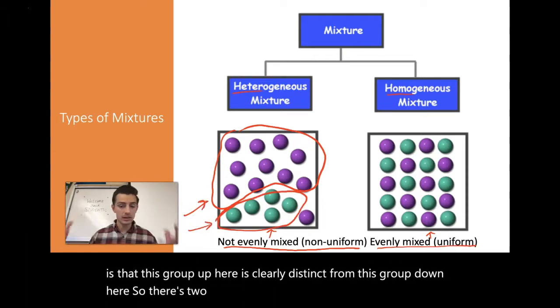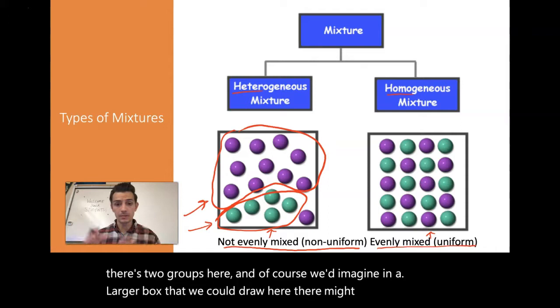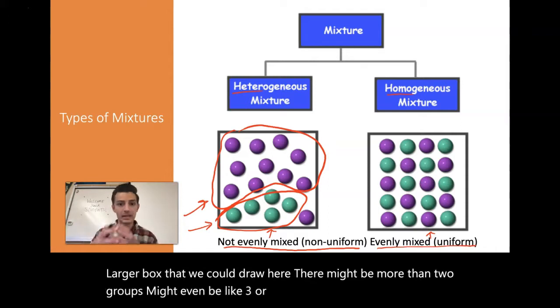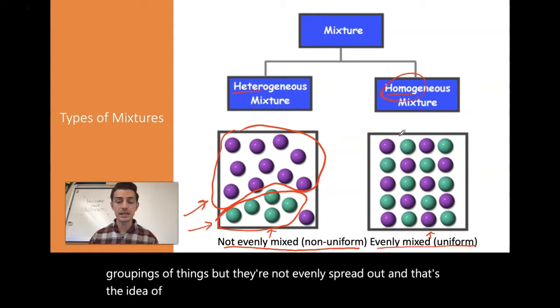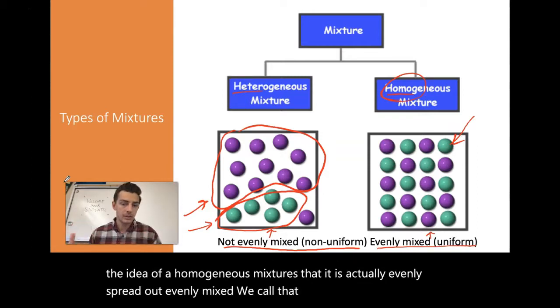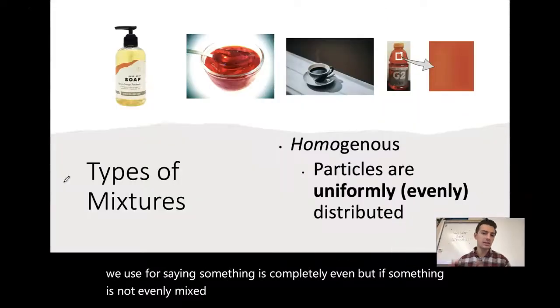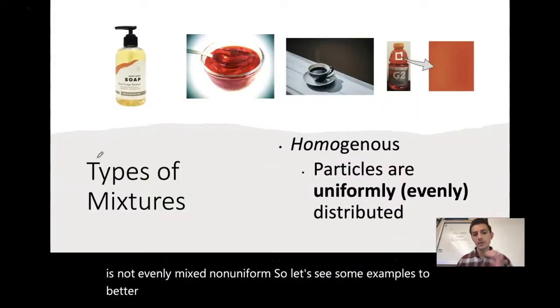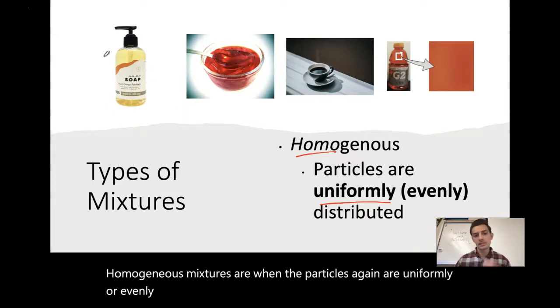And of course, we'd imagine in a larger box that we could draw here, there might be more than two groups. It might even be 3 or 4 thousand different groupings of things, but they're not evenly spread out. And that's the idea of a homogeneous mixture, that it is actually evenly spread out, evenly mixed. We call that uniform. That's a term that we use for saying something is completely even. But if something is not evenly mixed, it's non-uniform. So let's see some examples to better understand types of homogeneous and heterogeneous mixtures. Homogeneous mixtures are when the particles are uniformly or evenly distributed.